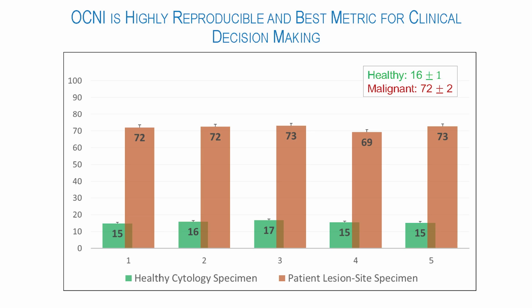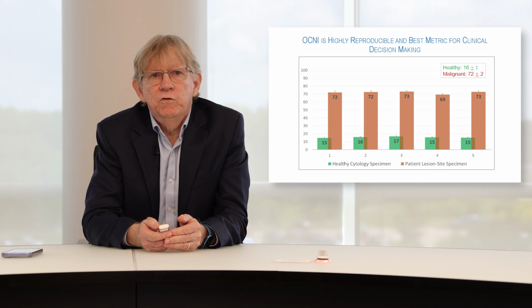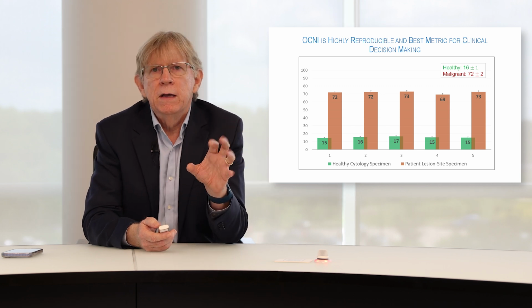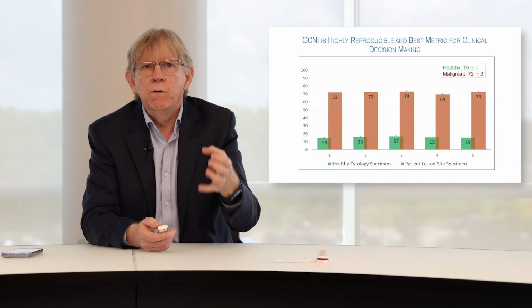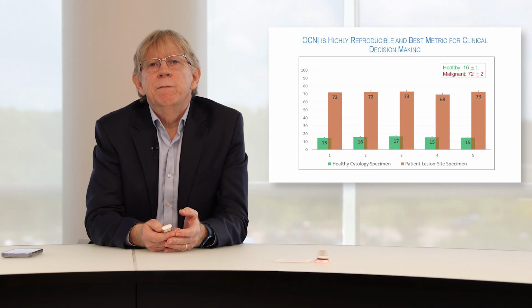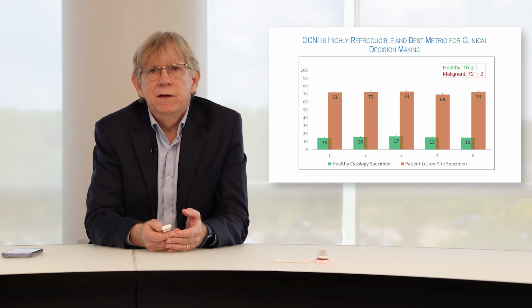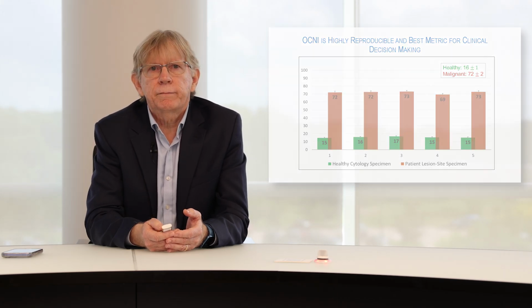And looking at this from the OCNI perspective, the Oral Cancer Numerical Index, we find that this particular score, even though the cells are different, their cytosignatures are leading to the same element of risk as represented here. So healthy is showing up as 16 plus or minus 1, and malignancy is 72 plus or minus 2. So we're looking at this in the context of putting together these clinical reports.